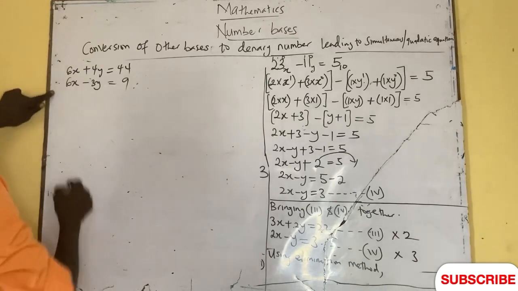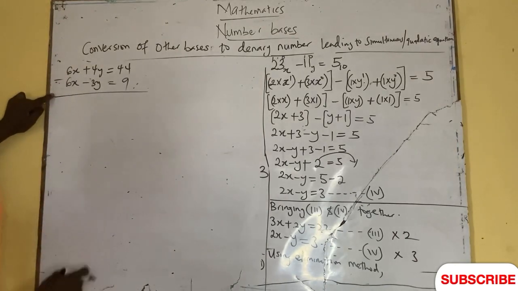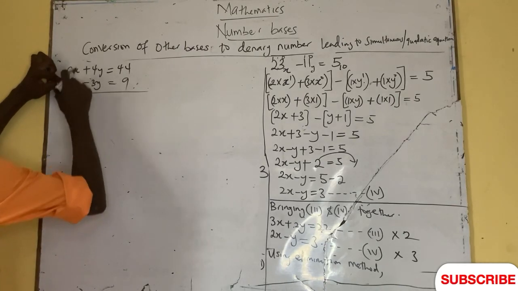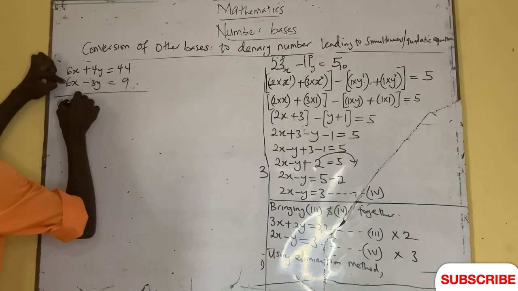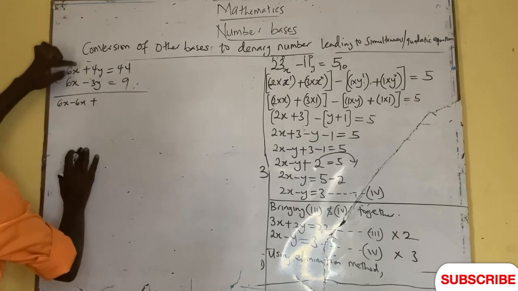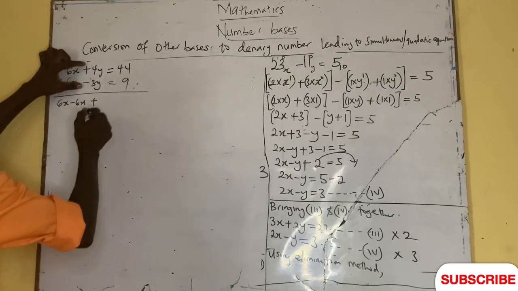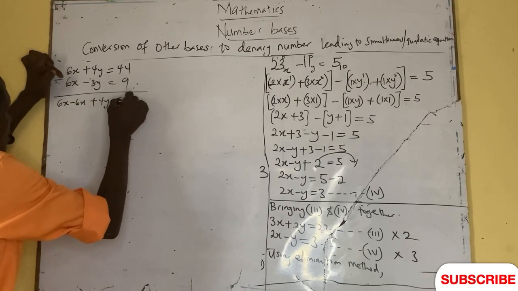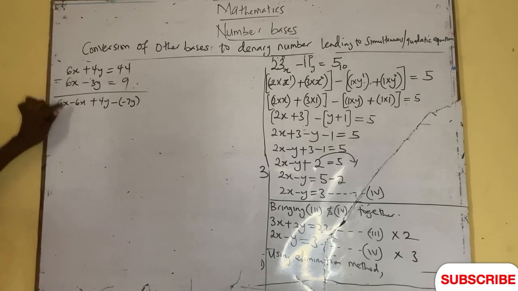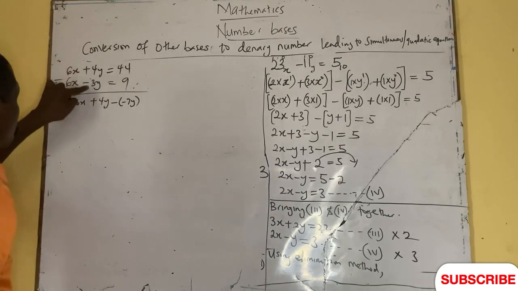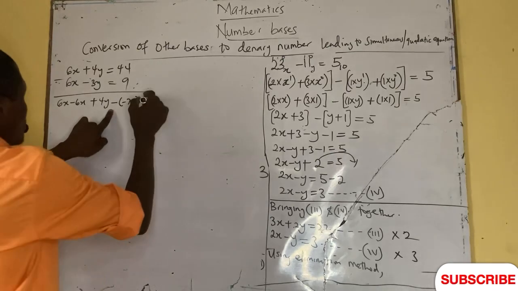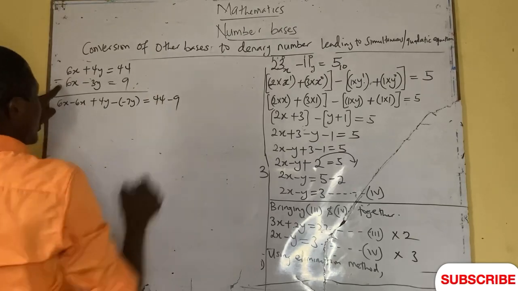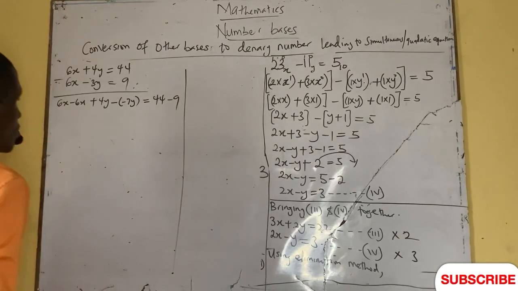Then the next thing is to subtract the equations from each other. Subtract this from this. So 6x minus 6x, plus 4y minus 3y, equal to 44 minus 9. Hope you are following. That's how you do it.